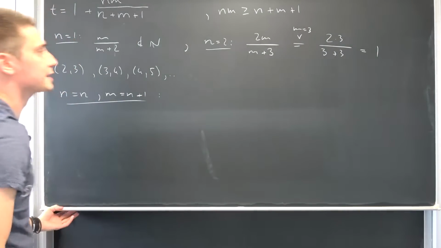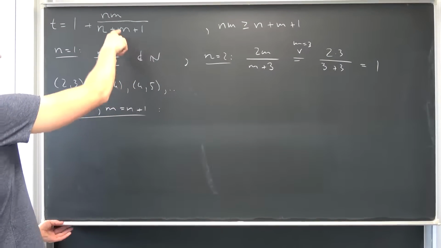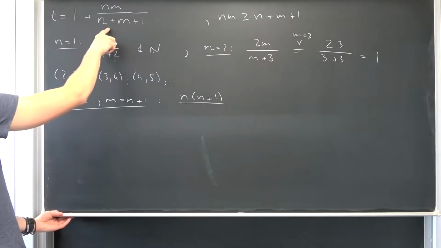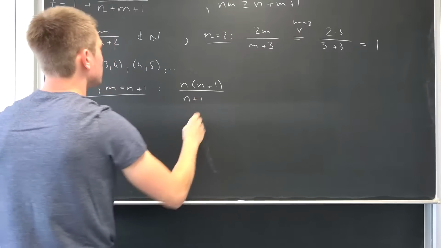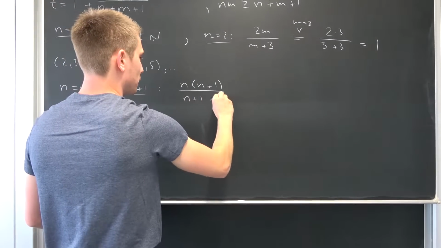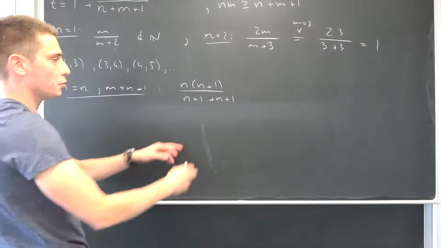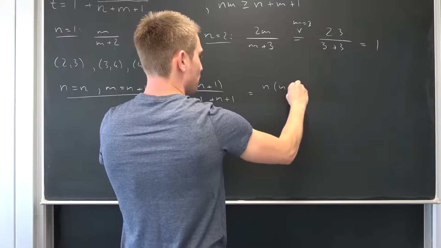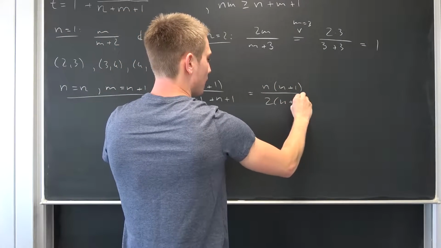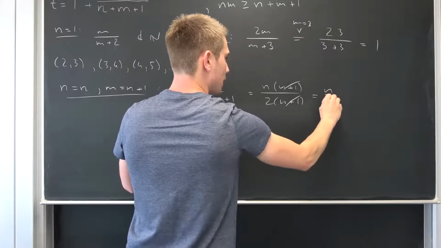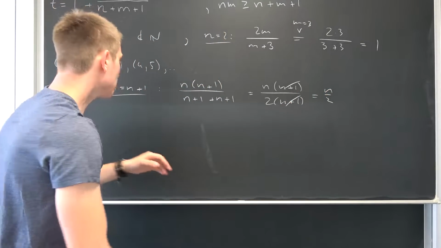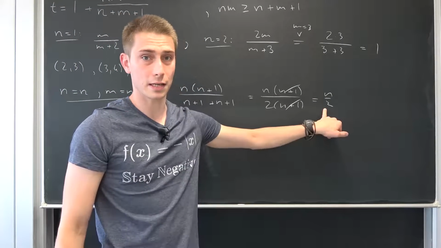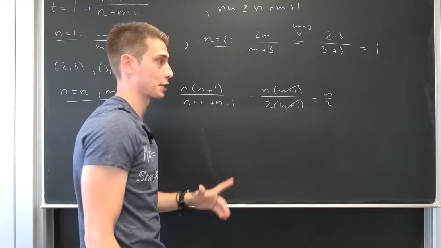What we have right here in this case is that if we plug this in, we have n times n plus 1 over n plus 1 plus n plus 1. Meaning, this is going to give us 2 times the quantity of n plus 1. So this is n times n plus 1 over 2 times n plus 1. Cancelling this out leaves us with n over 2. Remember, we want this relationship to be an element of natural numbers. Meaning, if we divide a number by 2, it must be even for this to work.